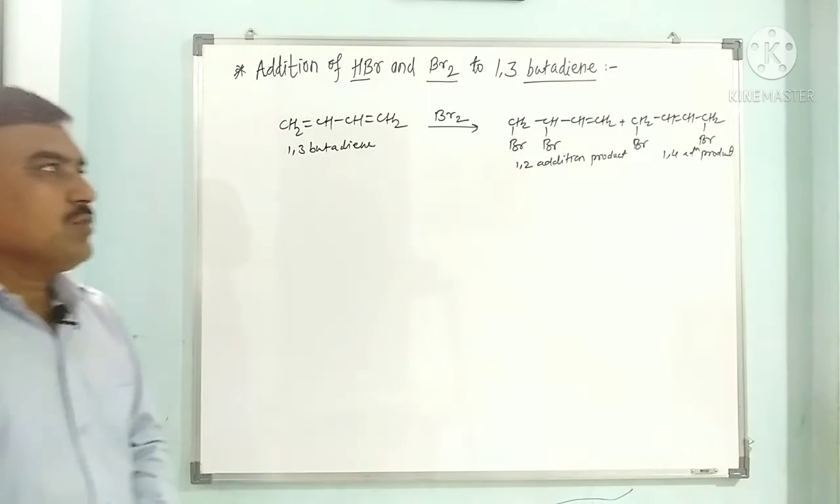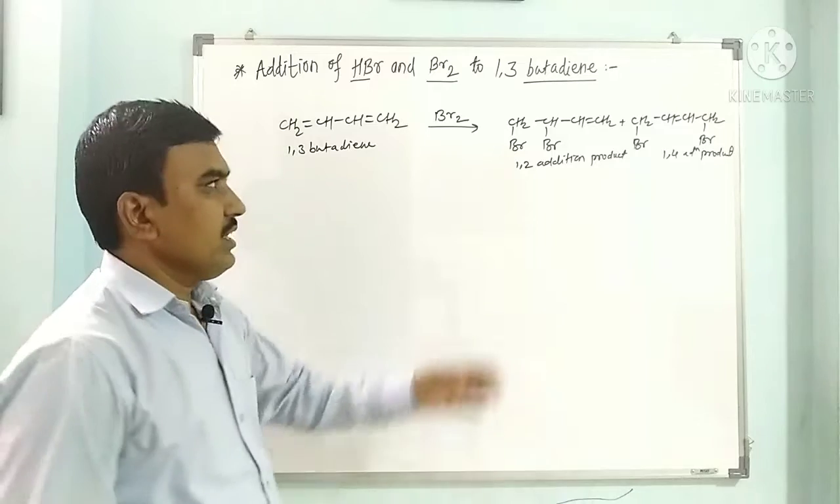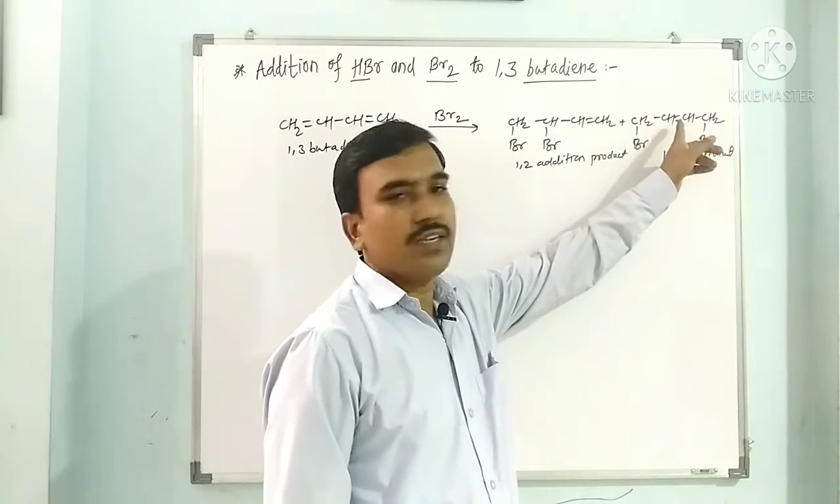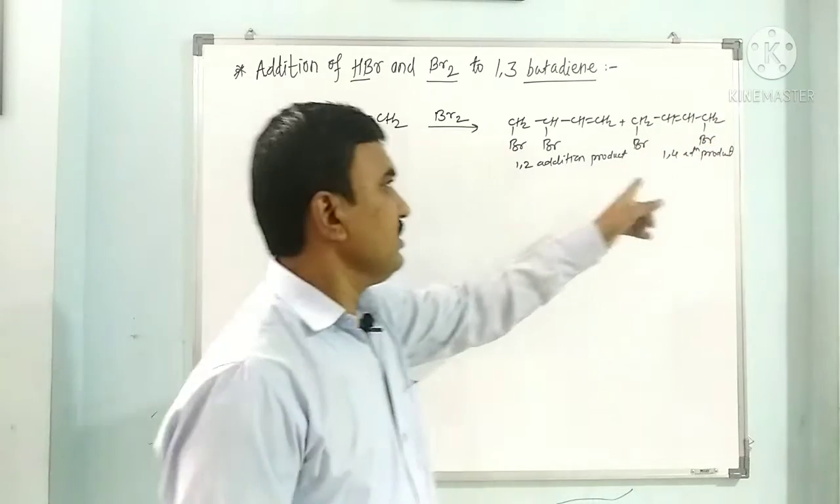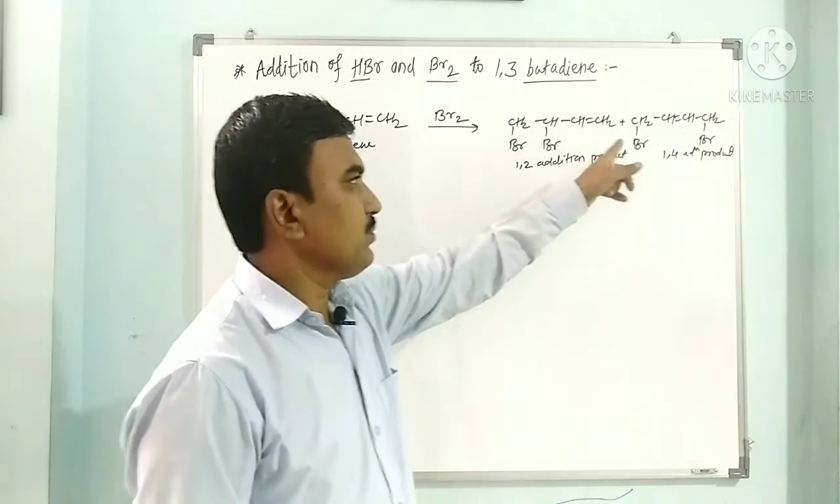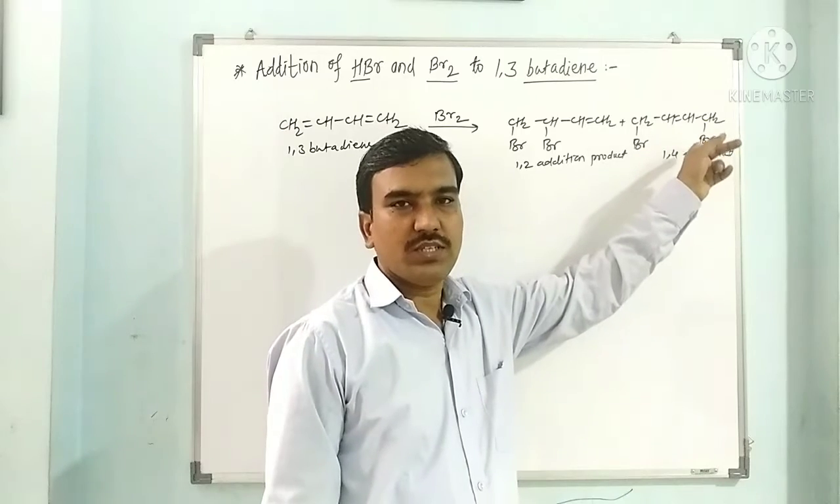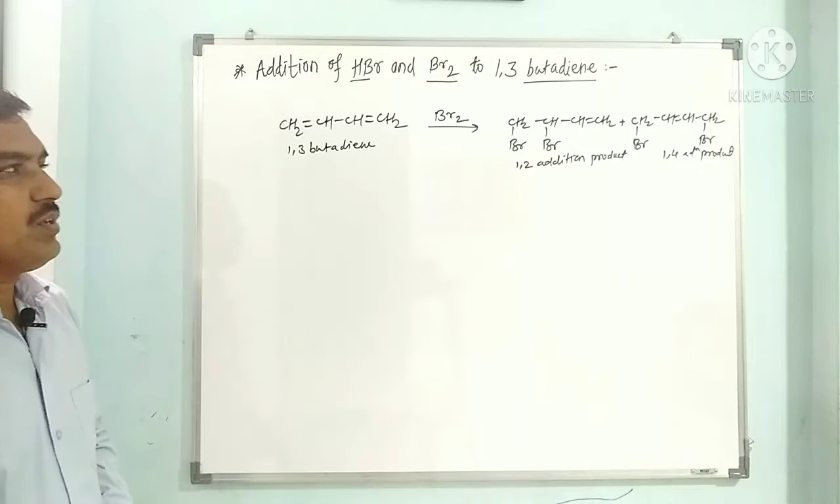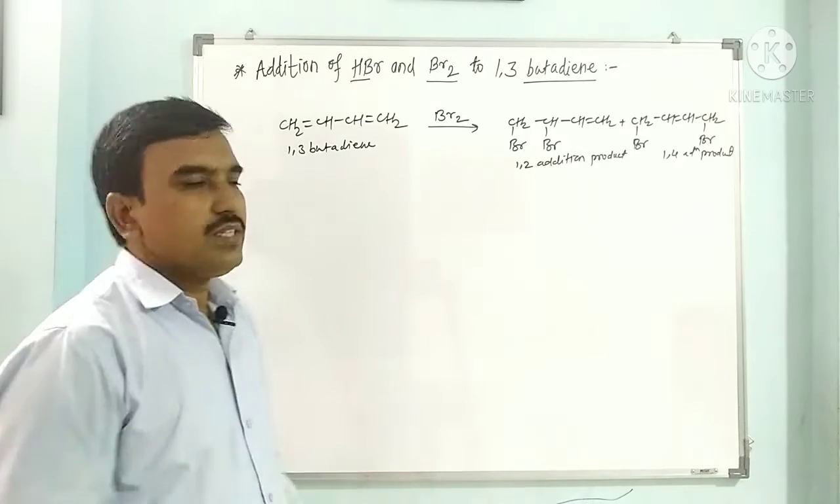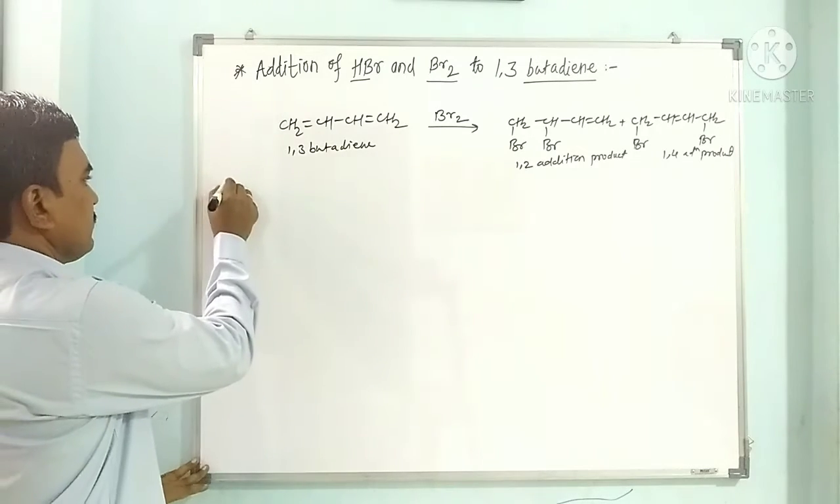If you see the stability of the 1,2 addition and 1,4 addition products, as the double bond is present internally, between the non-terminal carbons, this is more stable as per hyperconjugation, while this is less stable. So this forms in a predominant form, in a major proportion. So the 1,4 addition product is major while the 1,2 addition product is minor. Now let us see its mechanism.